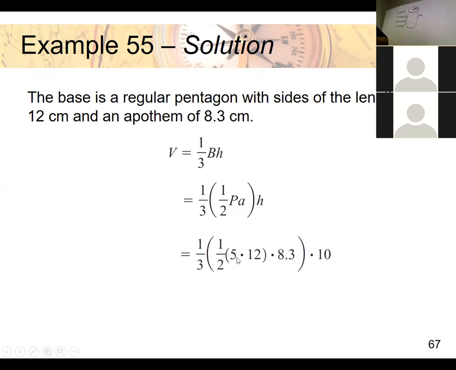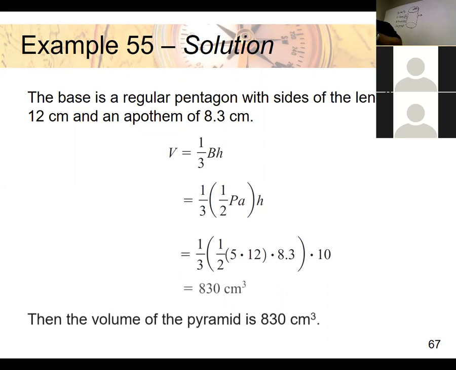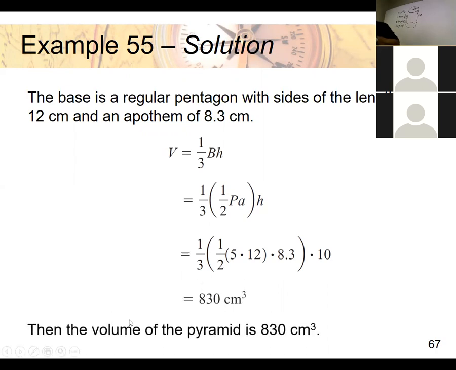The perimeter, that's 5 times 12. Each side is 12 centimeters, times 5, and then the apothem was 8.3. All that's in parentheses, times the height, which is 10. And then when we simplify all of that, it would be 830 cubic centimeters. So that means that the volume of the pyramid is going to be 830 cubic centimeters.